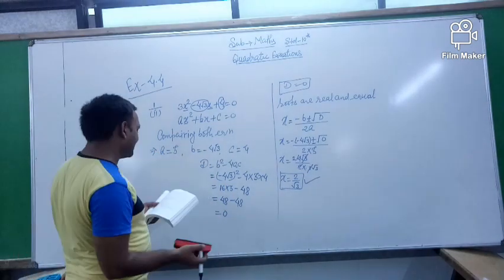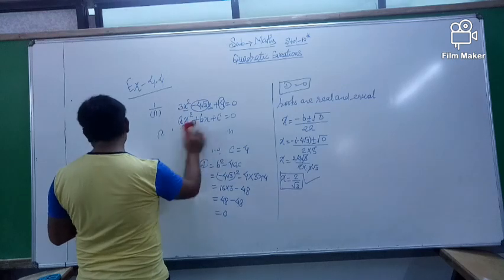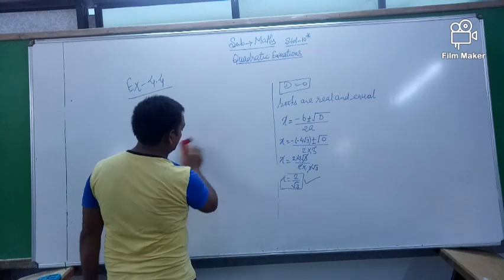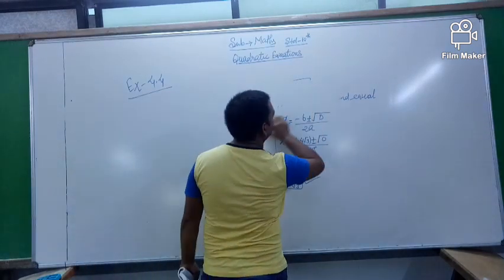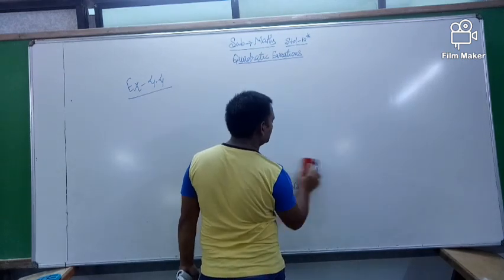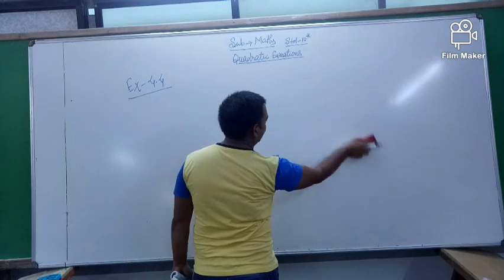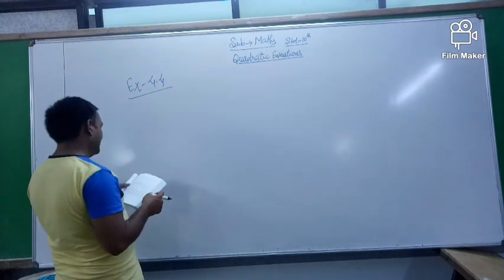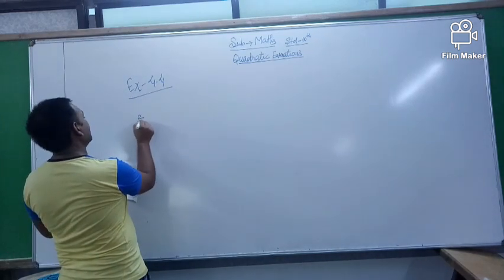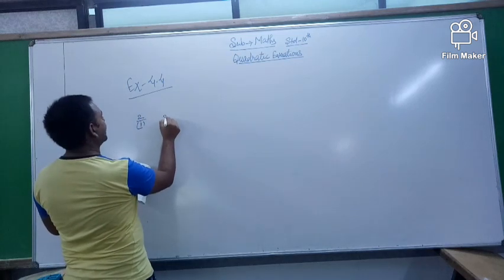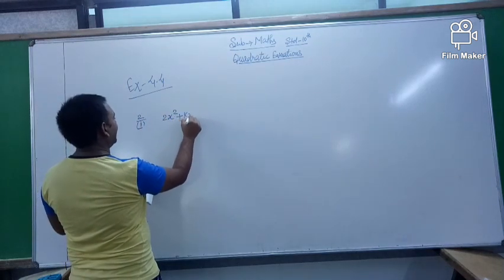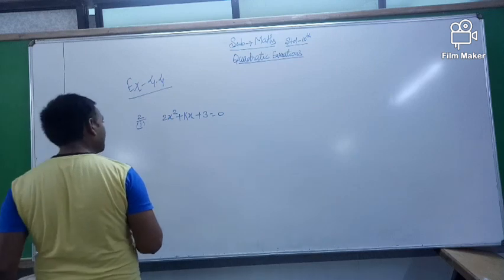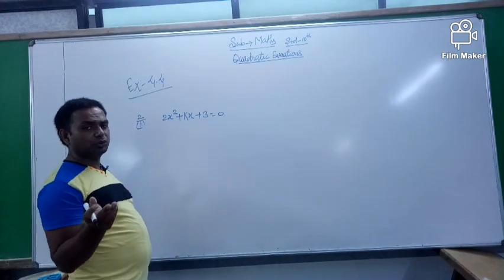Find the value of k for each of the following quadratic equations so that they have two equal roots. Here the question says that they have equal roots. If they have equal roots, it means D is equal to 0. If you apply D equal to 0, then you find the value of constant k of the given equations. So in the first part, 2x square plus kx plus 3 is equal to 0. Here you find the value of k when both roots are real and equal.